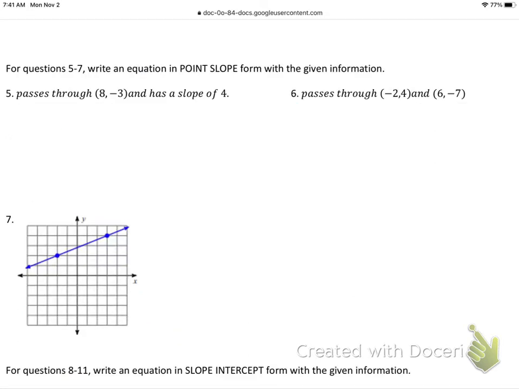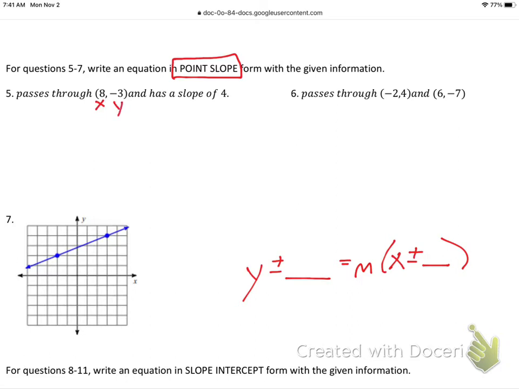All right, so for questions 5 through 7, write an equation in point-slope form. That's the key right there, point-slope form. We know that point-slope form is y plus or minus blank is equal to m, which is our slope, times x plus or minus blank. For number 5, it passes through 8 and a -3 and has a slope of 4. So what that's telling us is that this is our x, this is our y, and this is our m.